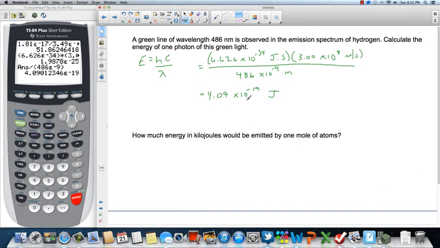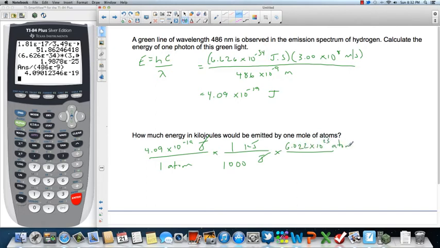The nice thing about this is that it really is a dimensional analysis, kind of a stoichiometry situation, because what we have is 4.09 times 10 to the negative 19th joules per 1 atom, and we want to turn it into kilojoules per mole. So we can say 1,000 joules is equal to 1 kilojoule, and that cancels your joules unit. You're left with kilojoules per atom, and then we know that 6.022 times 10 to the 23rd atoms is equal to 1 mole of atoms. So now your atom unit cancels.